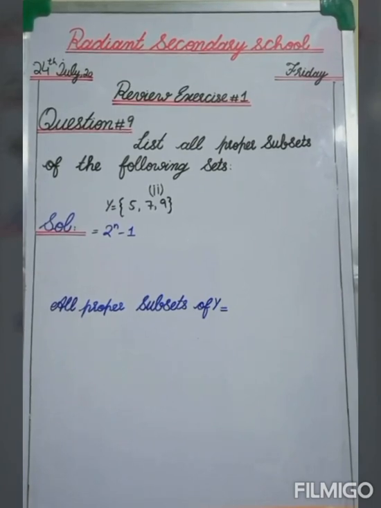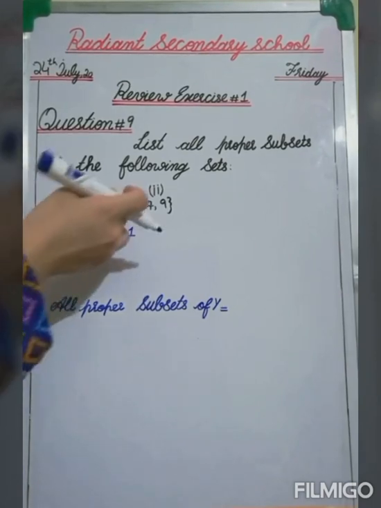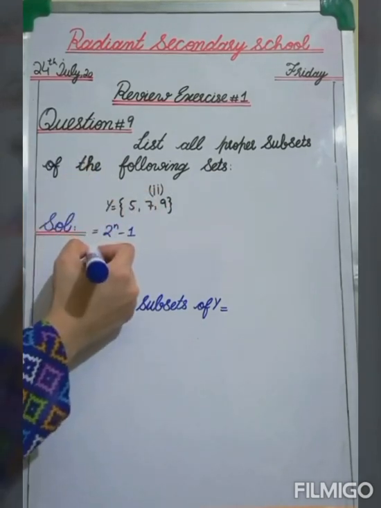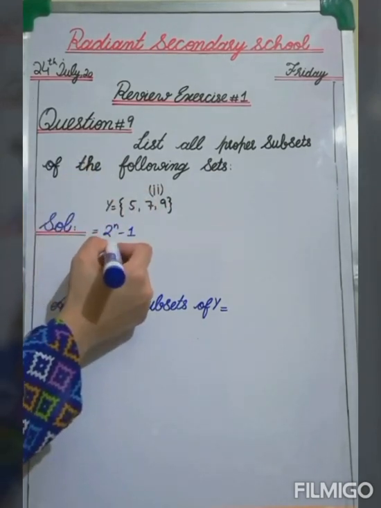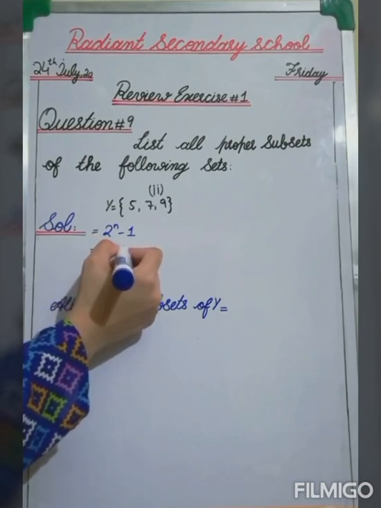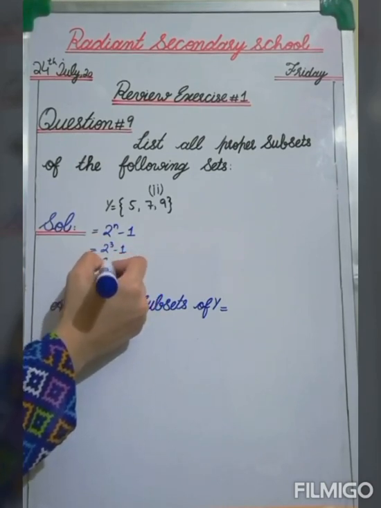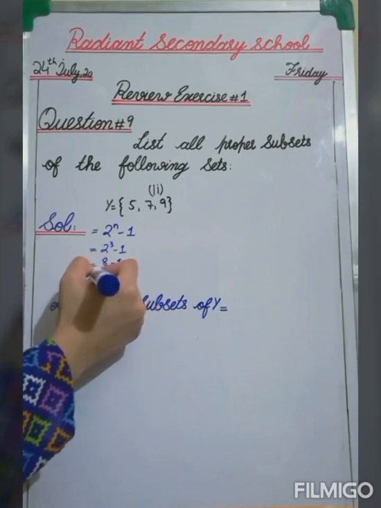Students, you can see there are 3 elements in this set. Now we put 3 in place of n. 2 raised to power 3 will be equal to 8. 8 minus 1 is equal to 7.